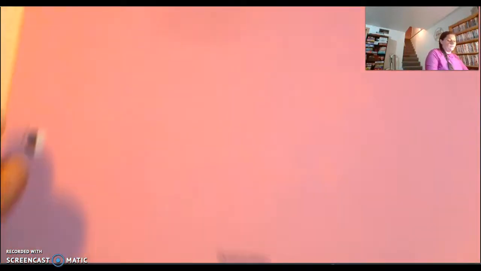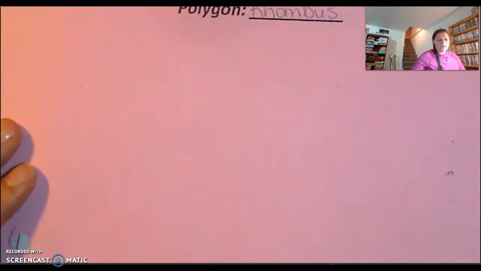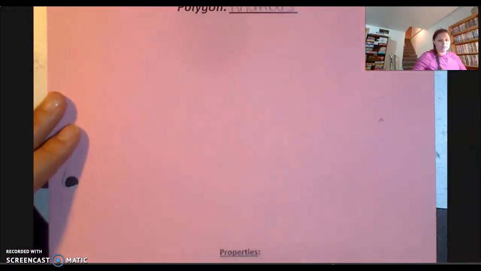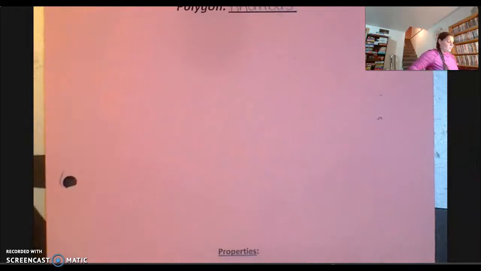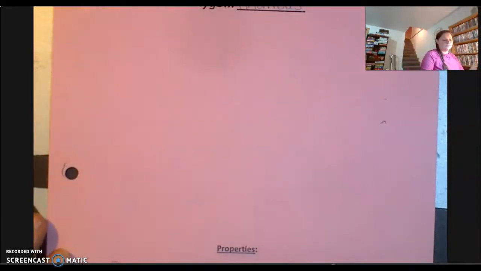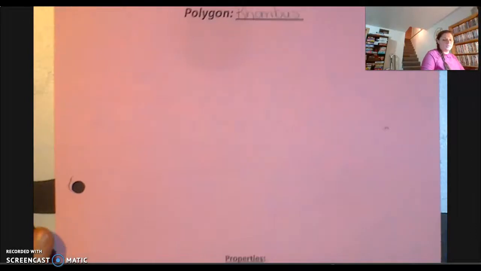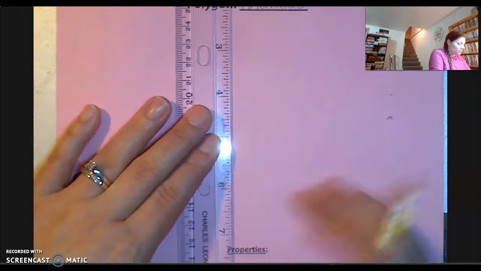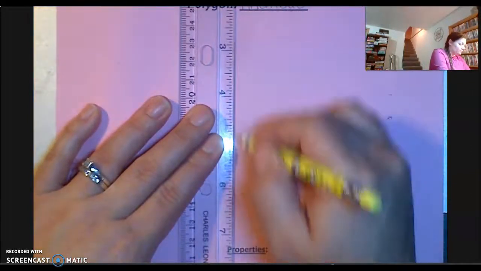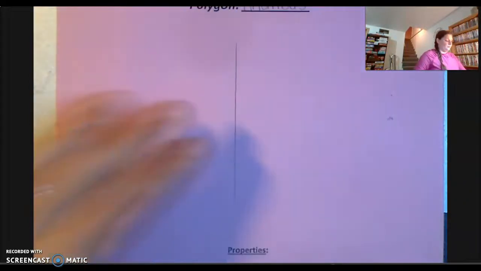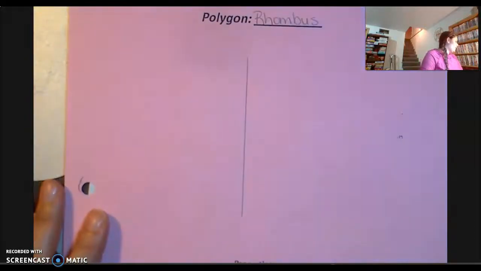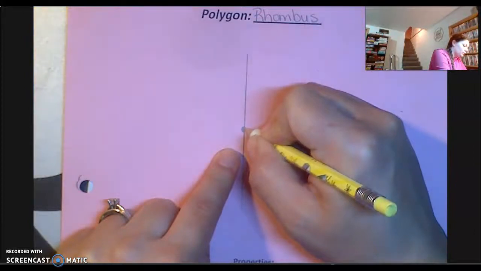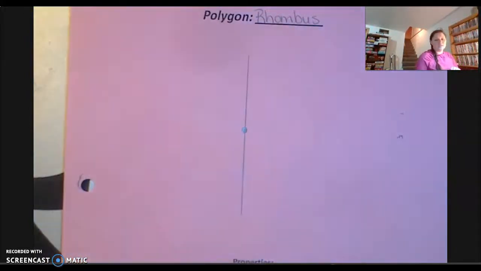So, for a rhombus, we kind of draw it backwards compared to the way we've drawn our other shapes. To start our rhombus, I'm going to start by drawing a line straight up and down in the middle of my paper. And I'm going to pick a point on that line and just put a point on there.